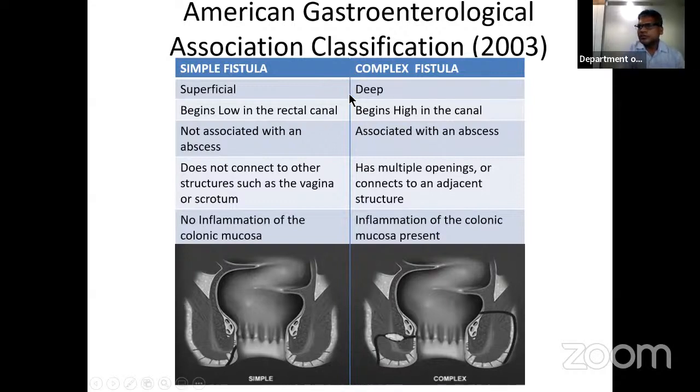The complex fistula, on the contrary, is deep in nature. It begins high in the canal, is associated with an abscess, or has multiple openings or connects to an adjacent structure. Also, there could be a concomitant inflammation of the colonic mucosa. This is the complex fistula showing a high nature with associated abscess formation.